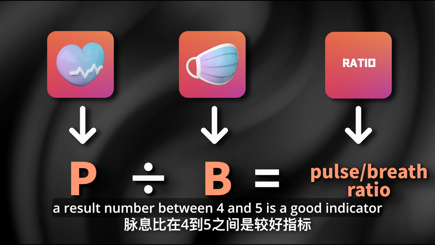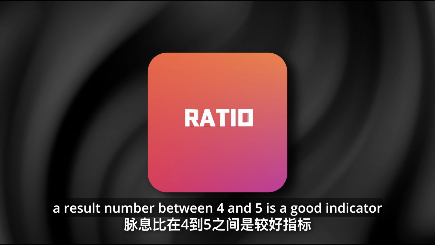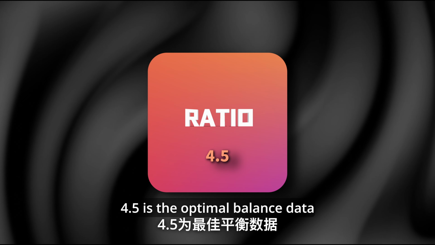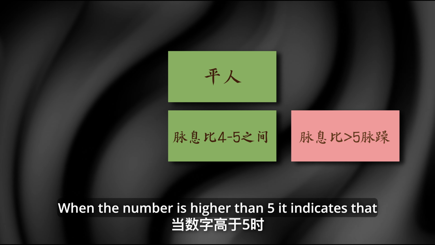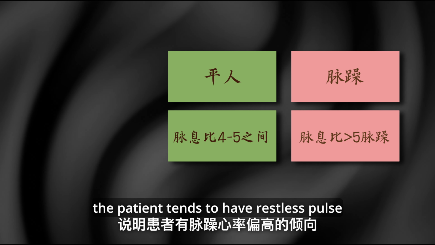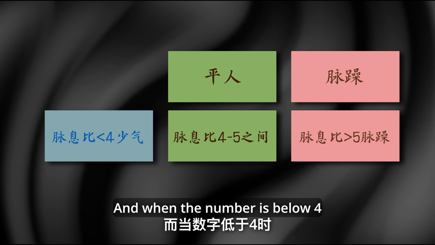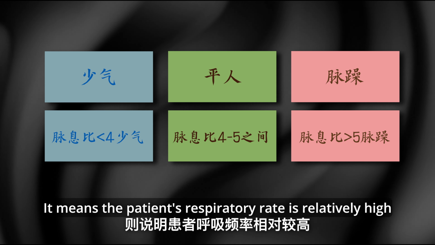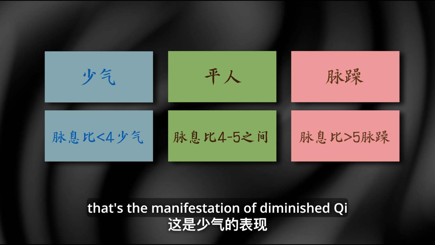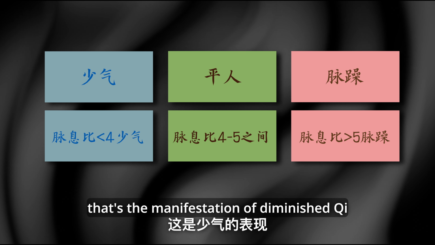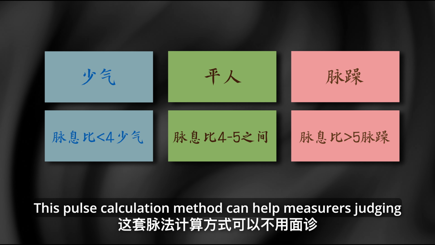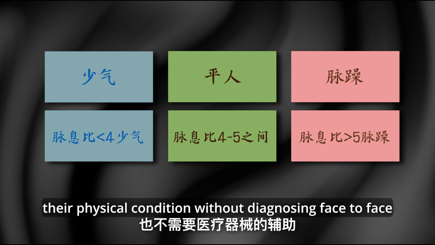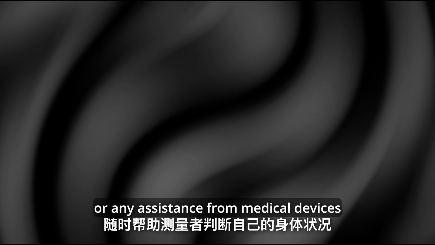A result number between 4 and 5 is a good indicator. 4.5 is the optimal balance data. When the number is higher than 5, it indicates that the patient tends to have restless pulse. And when the number is below 4, it means the patient's respiratory rate is relatively high. That's the manifestation of diminished qi. This pulse calculation method can help measurers judge their physical condition without face-to-face diagnosis or any assistance from medical devices.